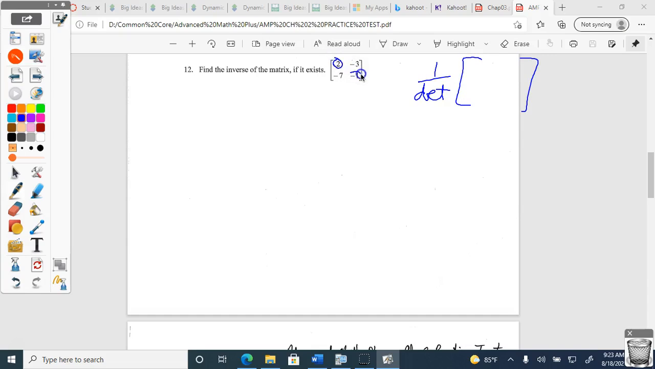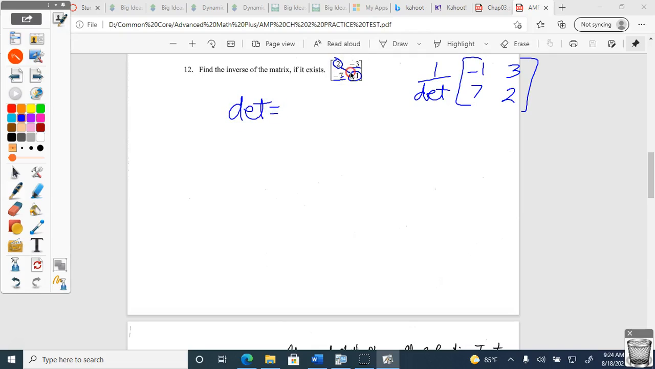You do what with these two? You swap them, and then you switch the signs of the other two. So that's positive 3 and 7. Okay? Now, you only have to do all that if your determinant is not 0. If your determinant is 0, you're going to put does not exist. It does not have an inverse if the determinant is 0. Okay? This one does not have a 0 determinant, so we're good because I can just look at it and tell.